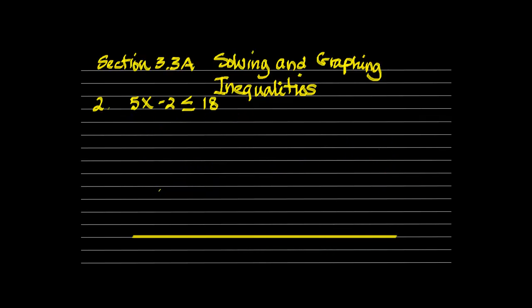Now we're on equation number 2. You can see it's very similar to equation number 1. This left-hand side is very similar to the right-hand side of the previous inequality. So we've got 5x minus 2 is less than or equal to 18. We can see that this is closed. And we're not going to be completely sure about the shading until we get this thing solved.